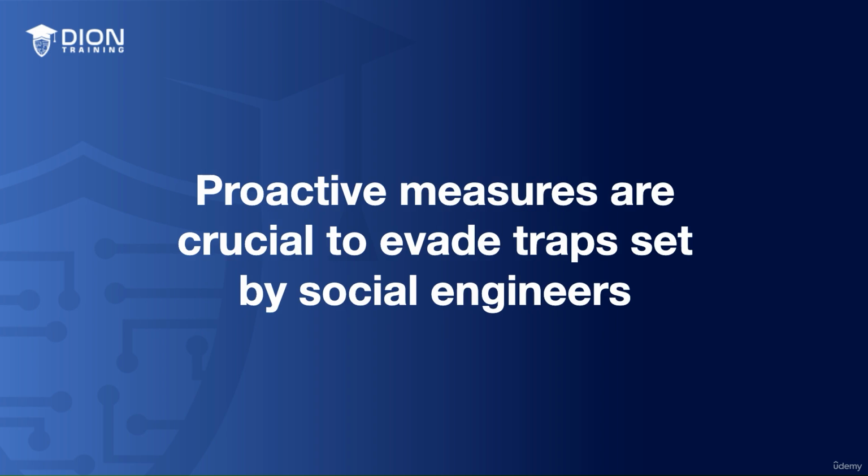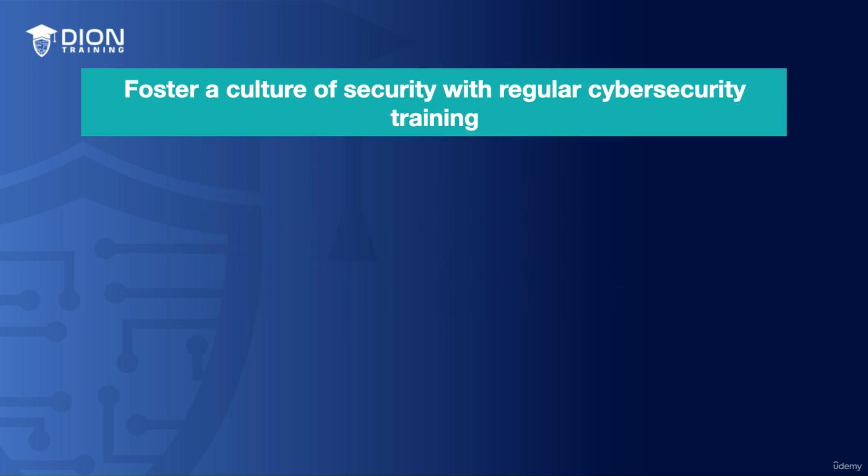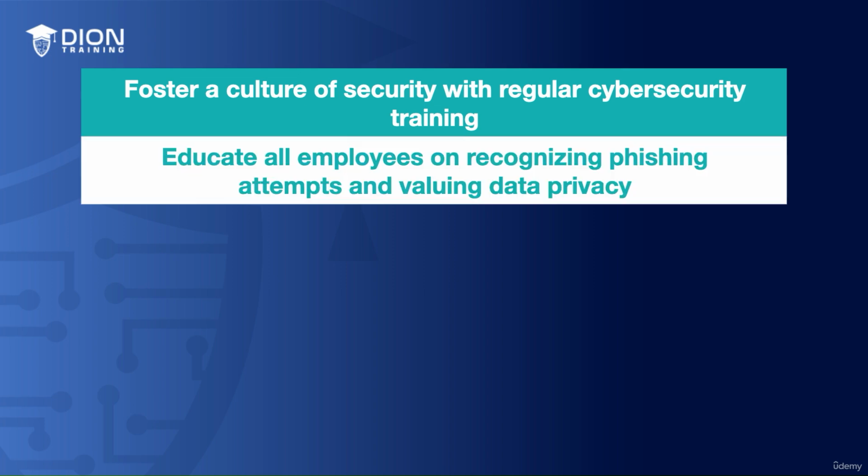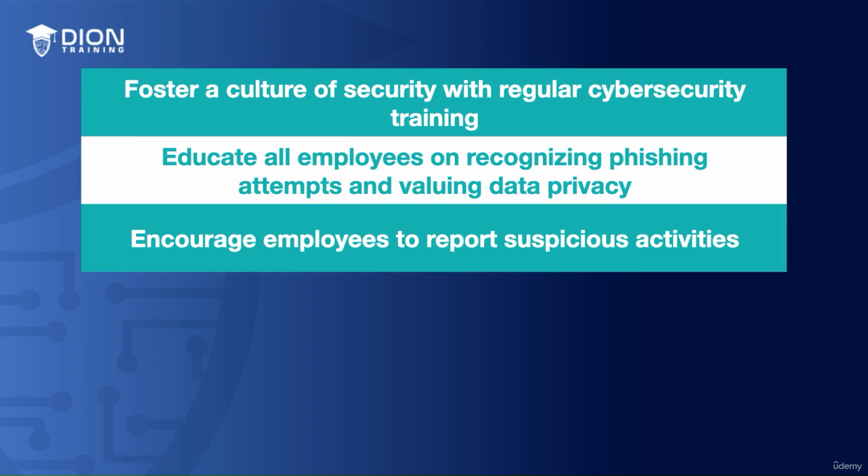Finally, it's important for us to avoid a social engineer's traps by being proactive and avoiding being reactive. To do this, you should foster a proactive culture of security in your organization by regularly training your employees on cybersecurity, regardless of their position inside of your company. It's really important that all of your organizational employees learn to recognize phishing attempts, understand the importance of data privacy, and know what constitutes safe online behavior. By creating an environment where employees feel responsible for safeguarding the data and they're encouraged to report suspicious activities, we can prevent social engineering attacks from being successful against our organization.